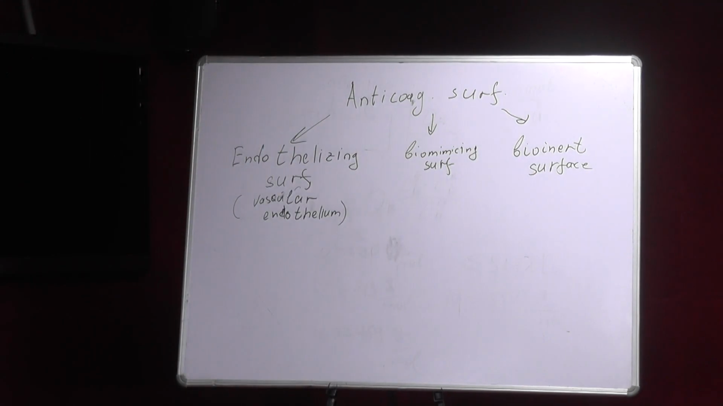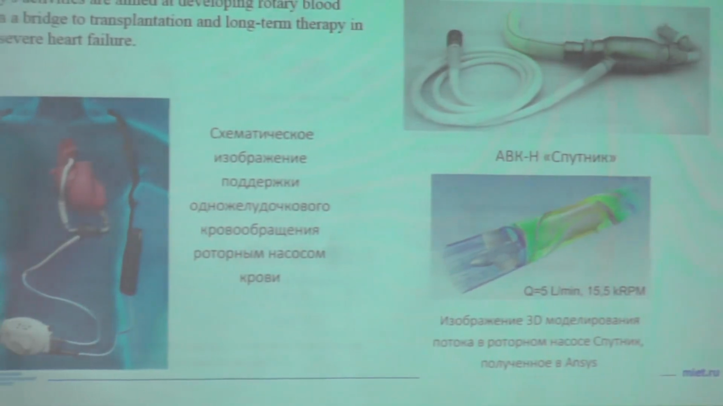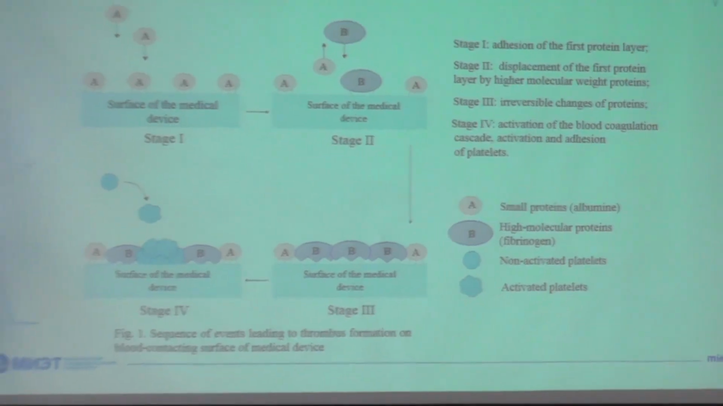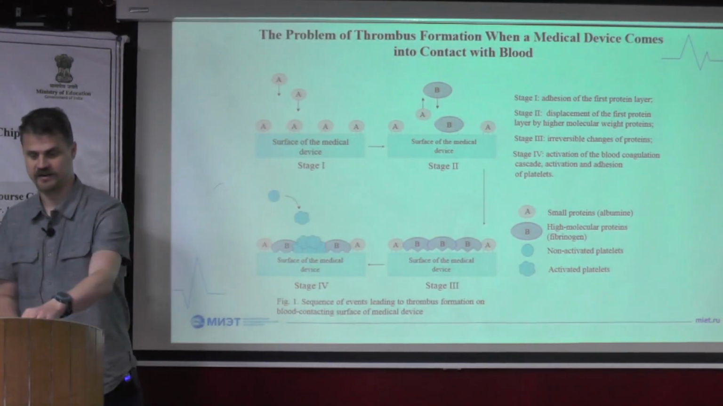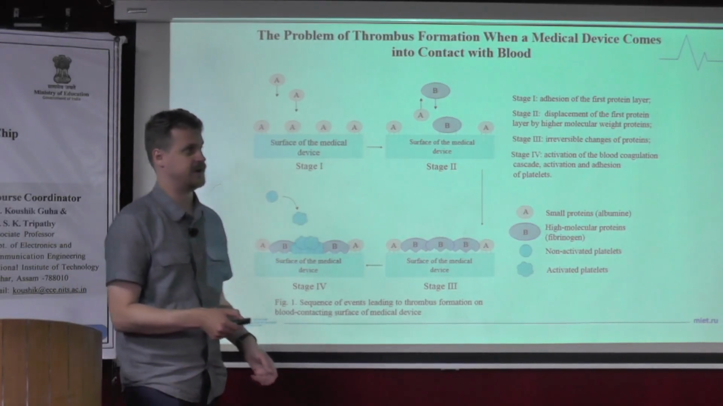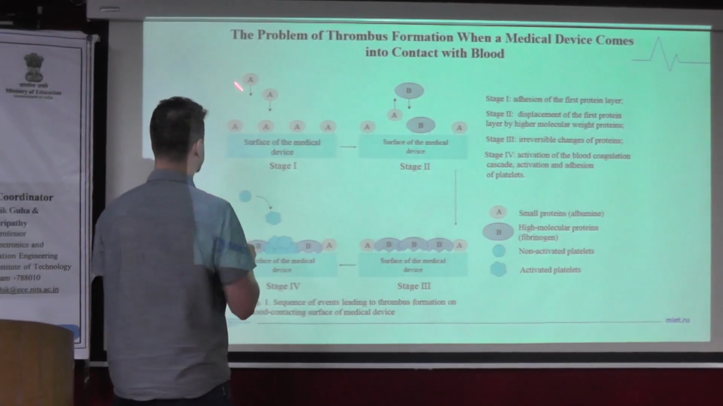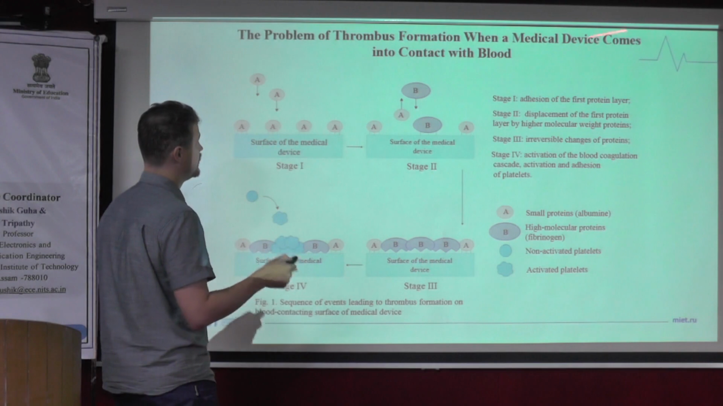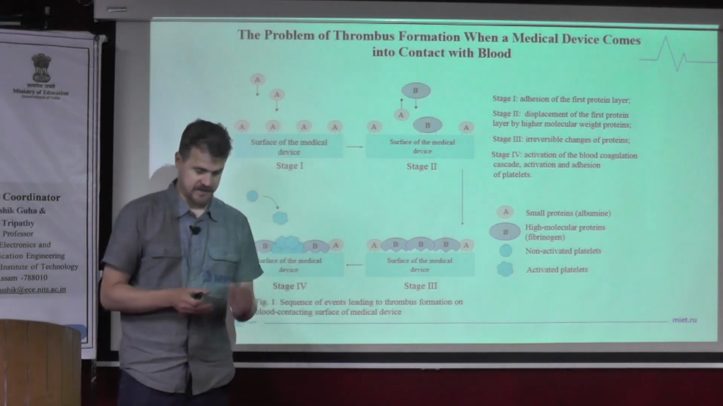So, yeah, that's just another quick overlook of this apparatus. And when we're talking about the blood formation, this is one of the potential mechanisms that actually take place. And if we talk about the bioinert surface, we need to take into consideration what actually happens during the thrombus formation when a medical device comes into contact with blood.